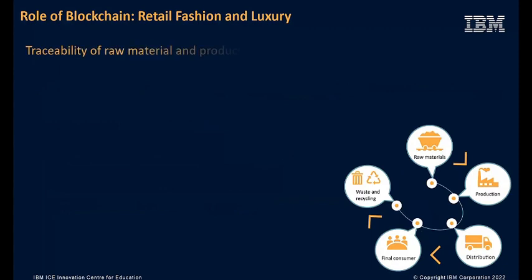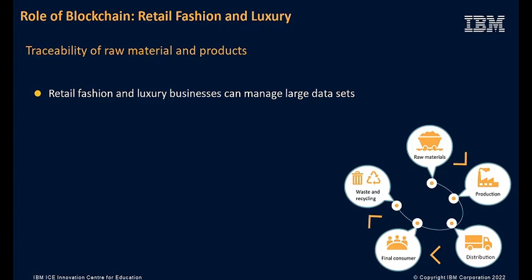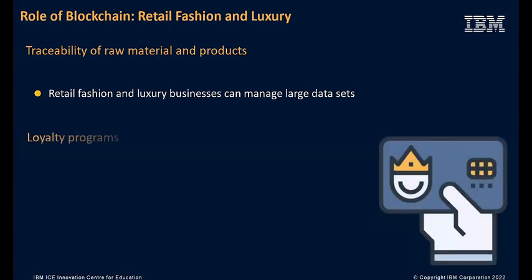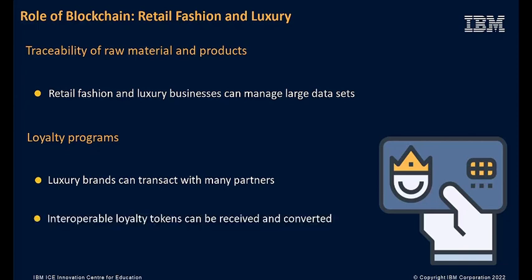Traceability of raw material and products through the life cycle. Retail, fashion, and luxury businesses can manage large data sets more efficiently and transparently with blockchain. Blockchain can give reputable brands an edge. Loyalty programs. Luxury brands can transact with many partners by tokenizing loyalty programs. Interoperable loyalty tokens can be received and converted on the blockchain.